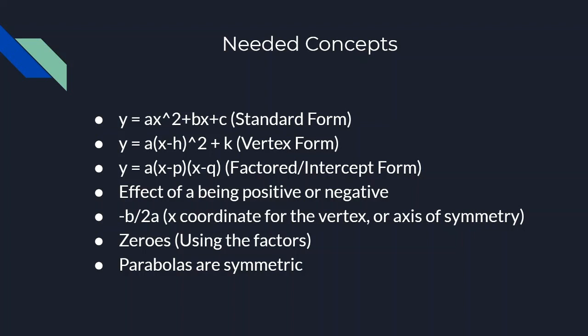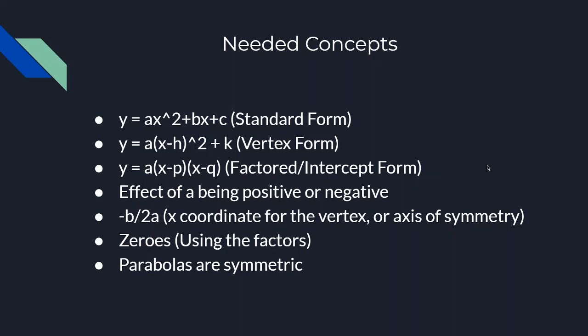We also need to know the effect of a being positive or negative. If a is positive, then it means the parabola will open up and the vertex is a minimum, meaning it has a lowest point. If it's negative, then that means the parabola opens downward and has a maximum, or a highest point.